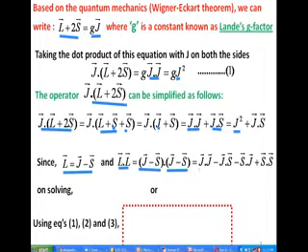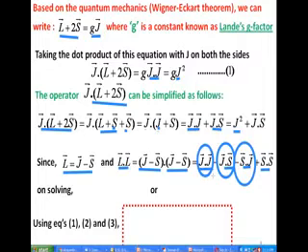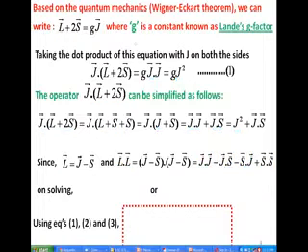So take the dot product, we get J dot J, J dot S, S dot J, S dot S. This J dot S and this S dot J are equal, as the dot product is commutative, so these get added up. And this J dot J is equal to J square, and this S dot S is also equal to S square. So that we can write.